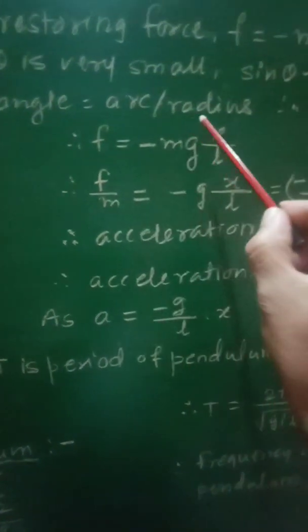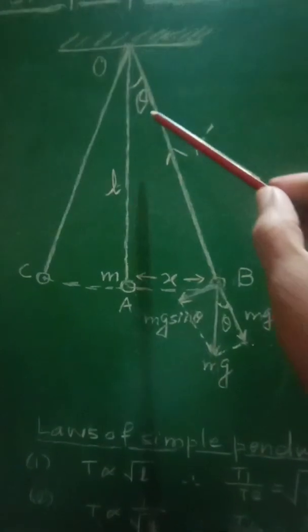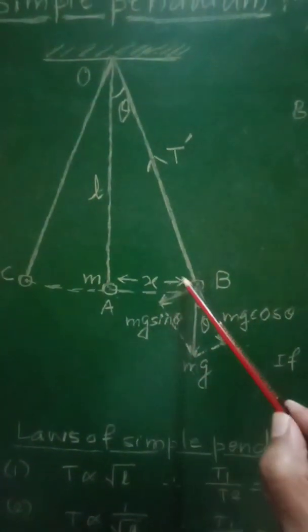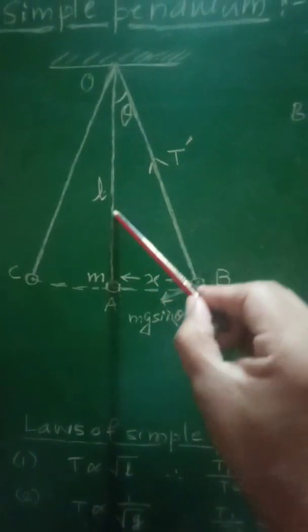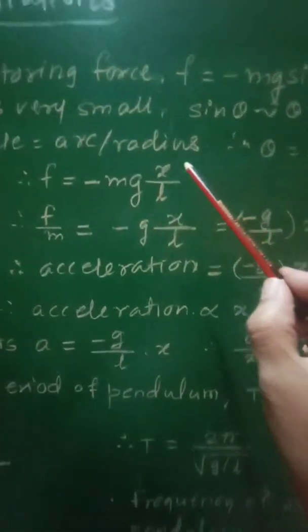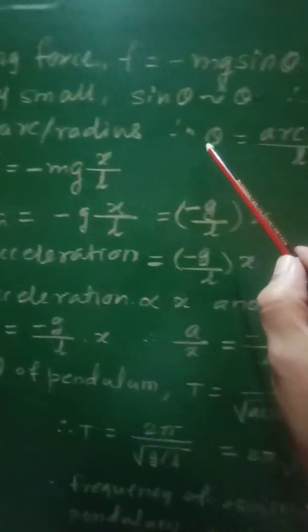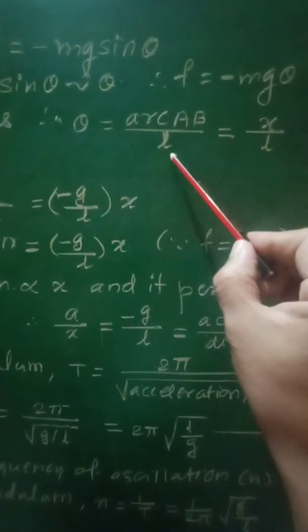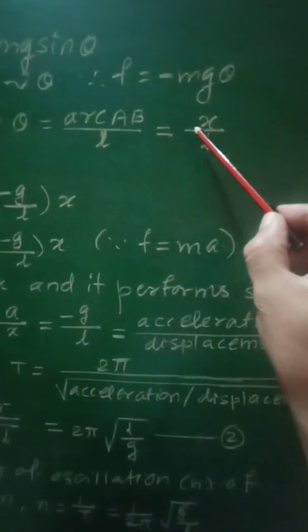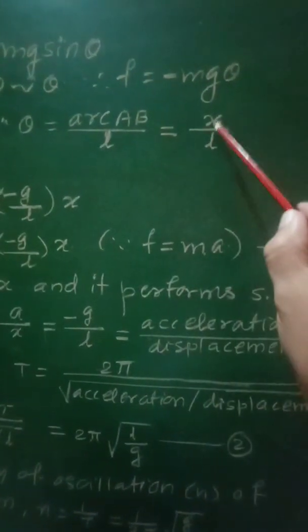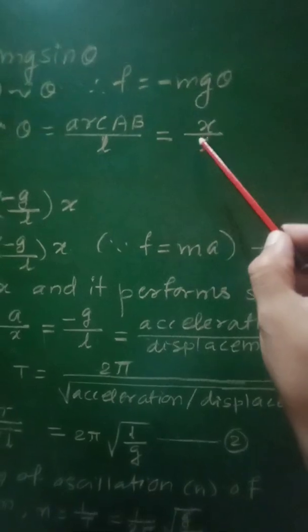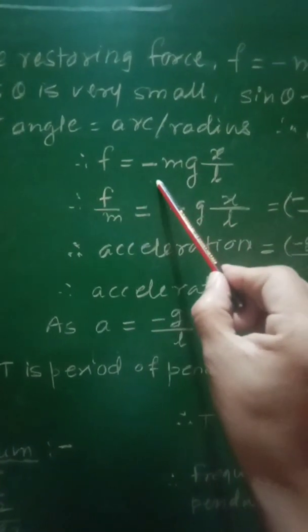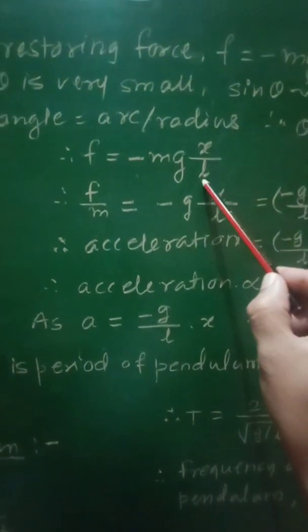From this we can write that angle is equal to arc upon radius. Therefore this angle theta will be equal to, where x, that is AB, is the arc and the radius will be the length of the string L. So theta will be equal to arc AB upon L, but arc AB is equal to x and therefore theta will be equal to x by L. Putting this value in the above equation, we will get F equal to minus mg x by L.